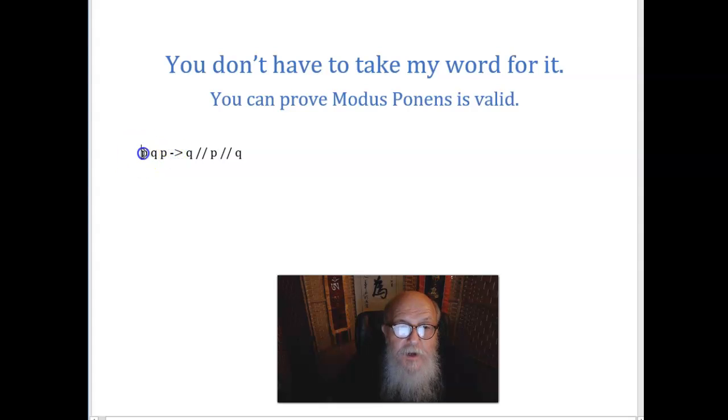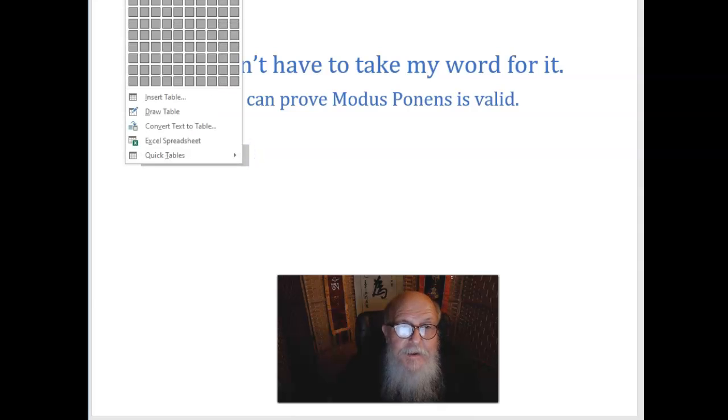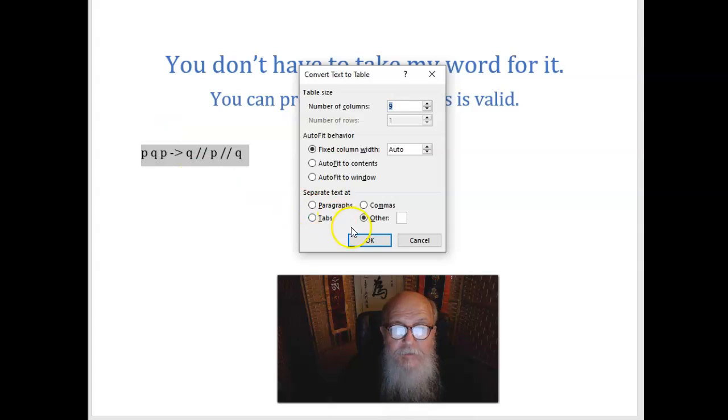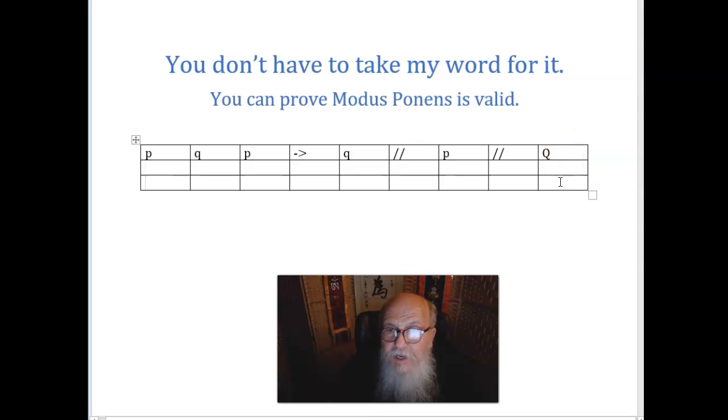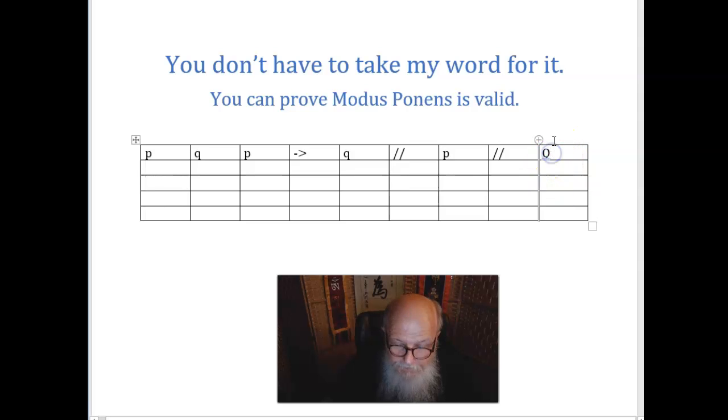Remember, first you highlight this, right? And then you go up to Insert, Table, Convert Text to Table. Where it says Other, you put in a space and hit OK, right? And now I have that. Since I have only two variables, P and Q, that'll give me 4 lines to my truth table. So tab, tab, tab, tab, I have 4 lines. Go ahead and make that a little q again so it fits in our system. And I've done this so I can separate out the premises and the conclusion and not get them mixed up.